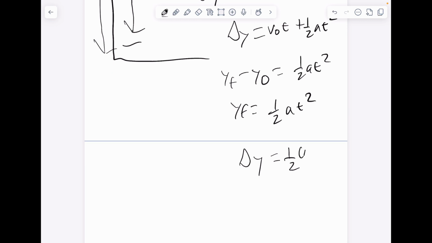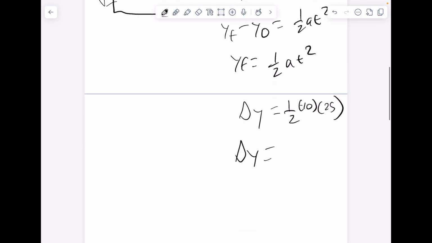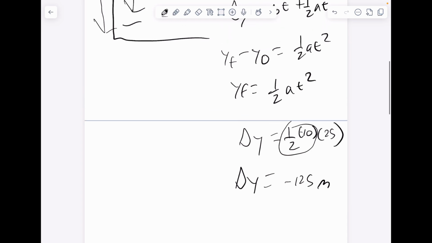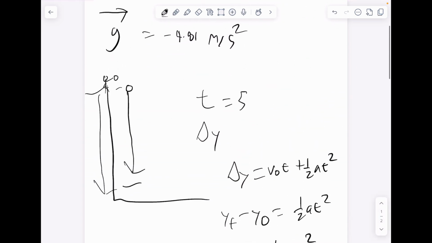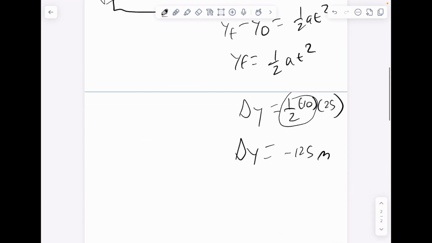So we write this as negative 10, because we are going downwards and we're using the vector form here, and then 5 squared is 25. If we solve this out, we get negative 5 by multiplying these two, times 25. So then you would get negative 125 meters. We know that we are going down by negative 125 meters, so this entire cliff is 125 meters high if you were solving for that.